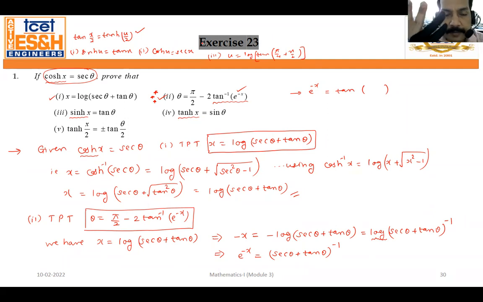What do you think? Yes, anyone? What is the given thing? Given data क्या दिया है? Hello? Students, are you listening to me? Yes, sir. What is the given data? Cos hyperbolic of x is equal to sec theta. Given data is cos hyperbolic of x is equal to sec theta. और थर्ड रिजल्ट में प्रूव क्या करना है? Sin hyperbolic of x is equal to tan theta. कुछ कनेक्शन है?